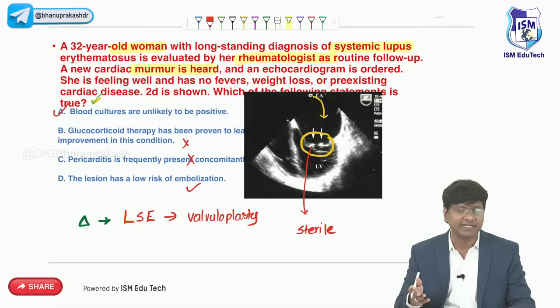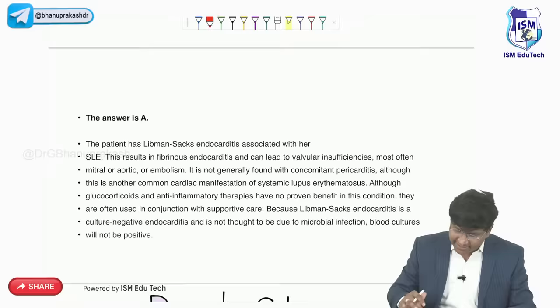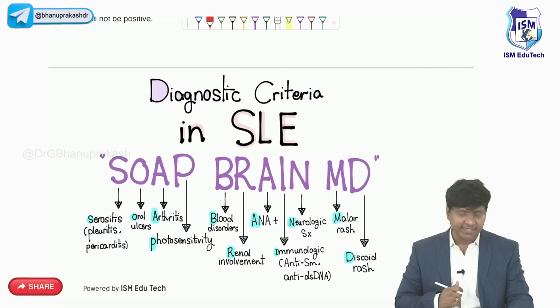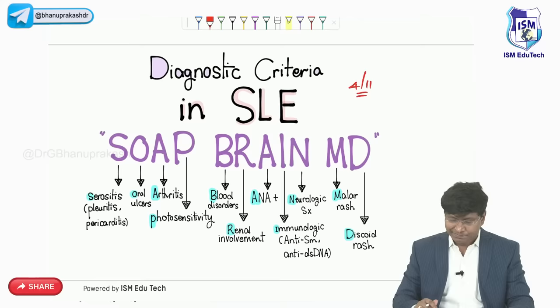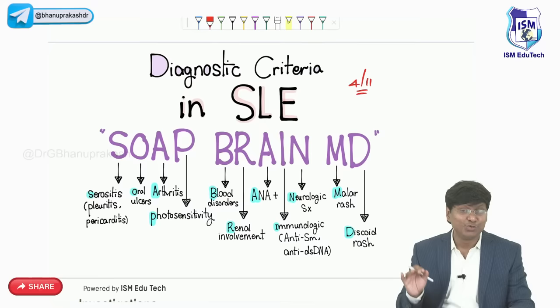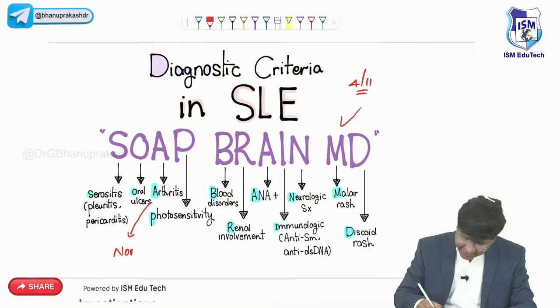And so what are the criteria for SLE? There are totally 11 criteria. Out of these 11 criteria, 4 should be there, right? And the mnemonic is SOAP BRAIN MD. So you can remember it as: you wash your brain with soap, you will get an MD seat, okay? S stands for serositis, that is pleuritis or pericarditis. O is oral ulcers, A is arthritis, but remember it is non-erosive arthritis. And P stands for photosensitivity.